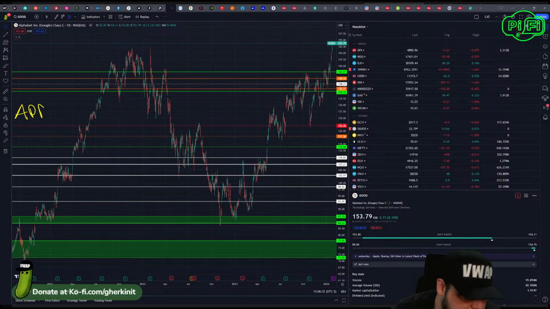Apple looks neutral. Amazon looks bullish. AMD looks a little bearish. This is Goog.